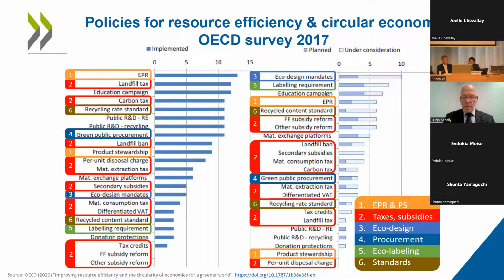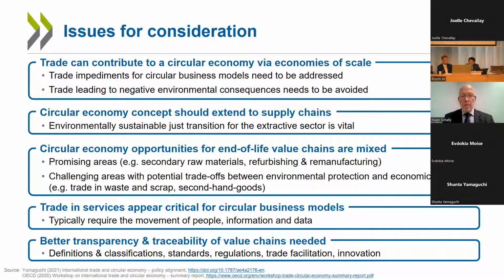So how do we go forward with these 2 policy areas and issues for consideration? These are my 2 final slides. So starting from the top, trade can contribute to a circular economy by helping achieve economies of scale. And therefore, trade barriers or trade impediments for circular business models need to be addressed. But at the same time, environmental dumping or trade leading to any negative environmental consequences needs to be avoided, and how to strike the right balance is really at the heart of this issue.